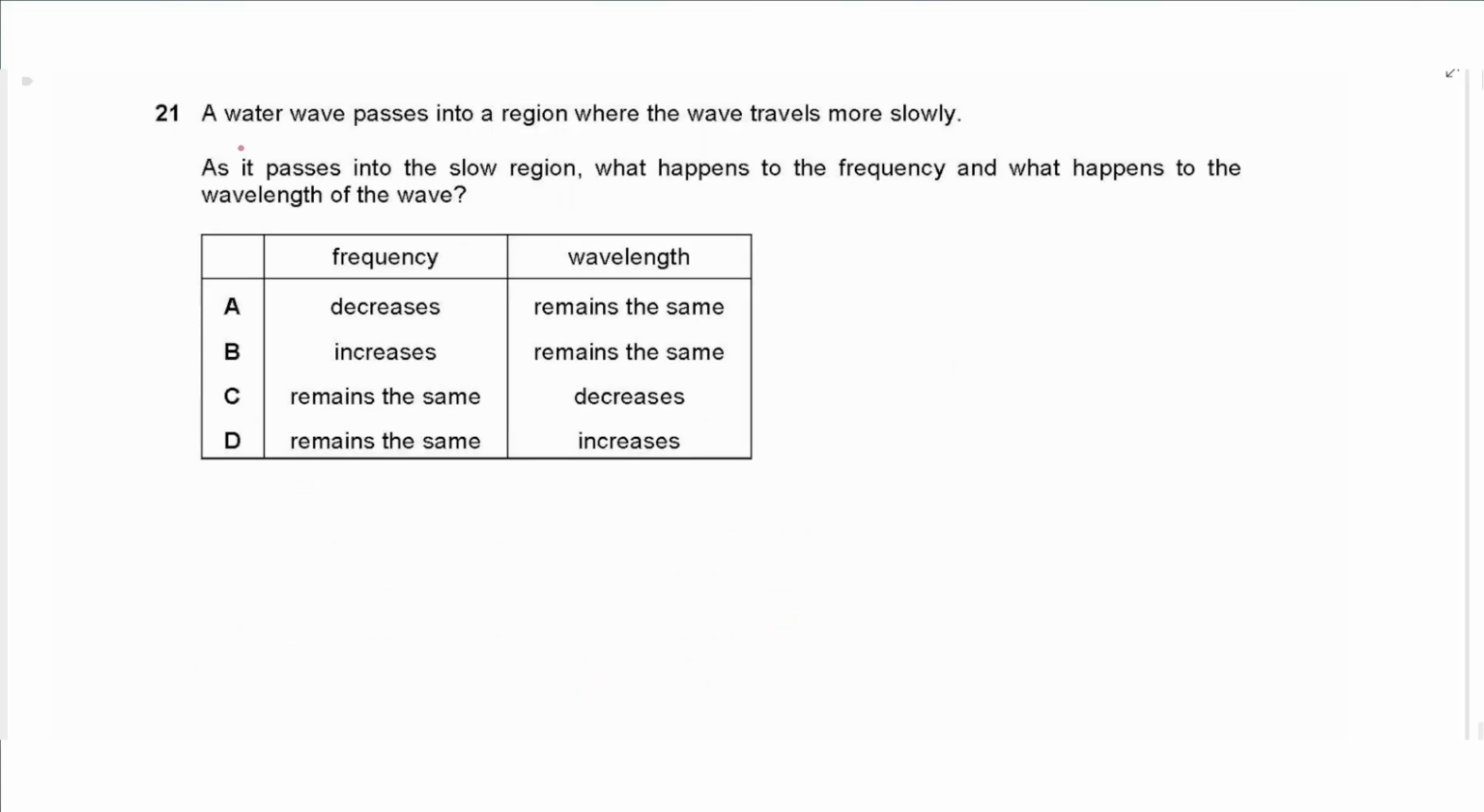Question 21 says a water wave passes into a region where the wave travels more slowly. As it passes into the slow region, what happens to the frequency and what happens to the wavelength of the wave? The frequency always remains the same in refraction, diffraction, or reflection. The wavelength is dependent on the speed, so the speed decreases because it says more slowly, so the wavelength also decreases, so the answer is C.